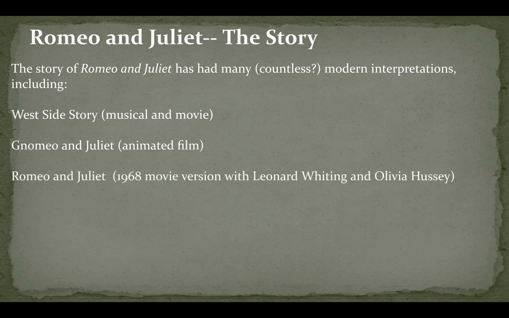Now, we also have Romeo and Juliet, the 1968 movie version featuring Leonard Whiting and Olivia Hussey. This is the one we're going to be seeing. It really stays true to the dialogue. It does take out some elements of plot because it's a movie and that's what happens, but the main storyline stays about the same. So yes, there are differences and some significant deviations from the original play, but it really stays true to the overall feel of the play.